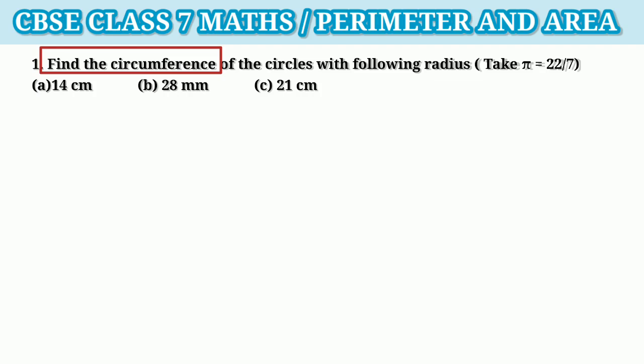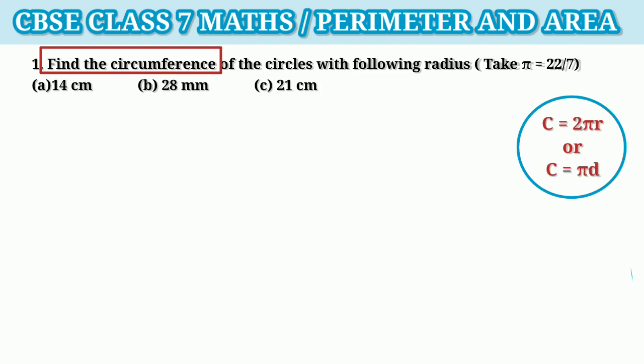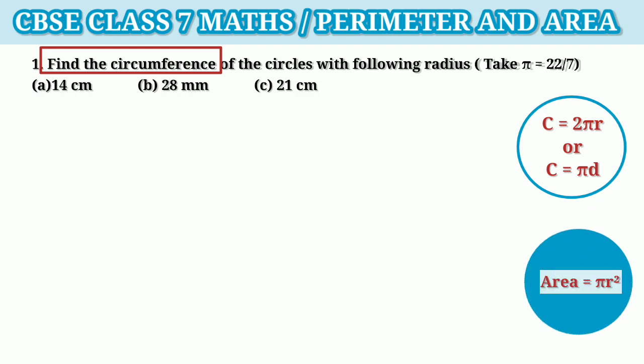Before solving any sum, let us try to understand what is the circumference of a circle and what is the area of a circle. Circumference is the length of the outer boundary of the circle. If radius is given, its formula will be C equals 2 pi r. And if we are given the diameter, we can also use the formula C equals pi d. And the region enclosed in this boundary is the area of the circle. The formula to find the area of a circle is area equals pi r square.